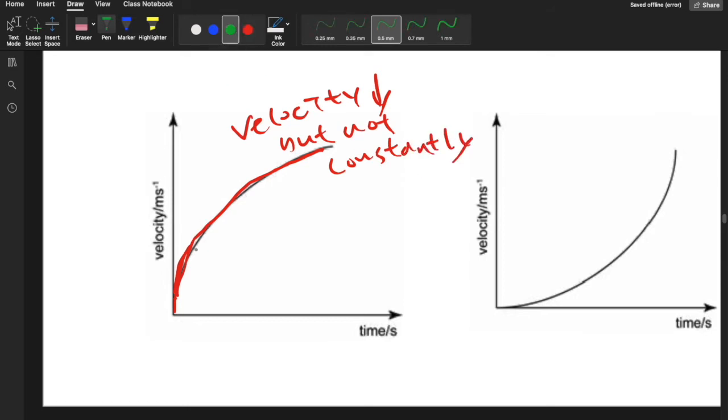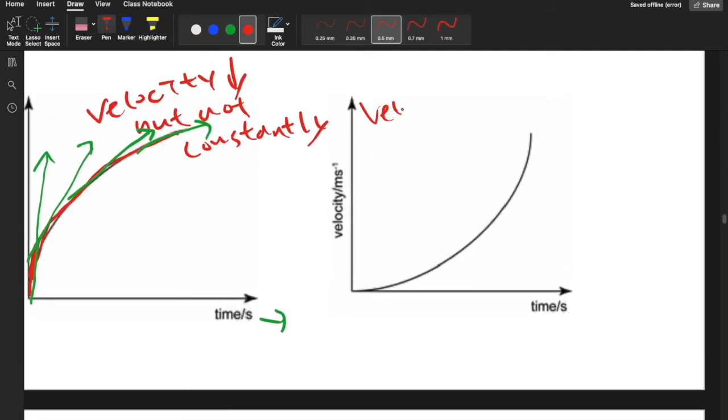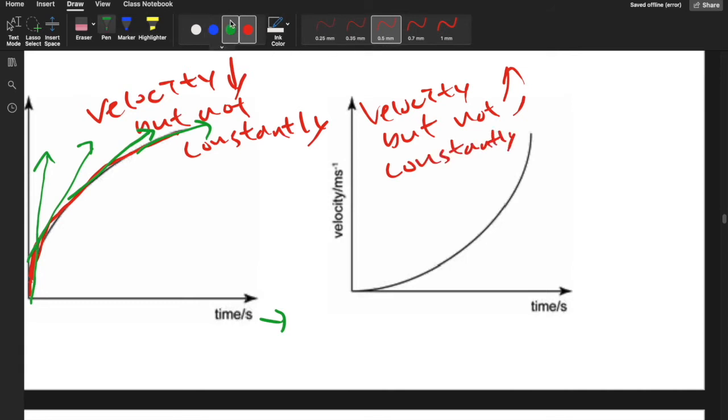Why is that? Because it can be seen that initially the slope is like this, but as the time increases, the slope gets smaller and smaller. And for this graph, the velocity increases, but not constantly. Same thing. Initially, the slope is only like this, but as time increases, it's getting larger and larger.